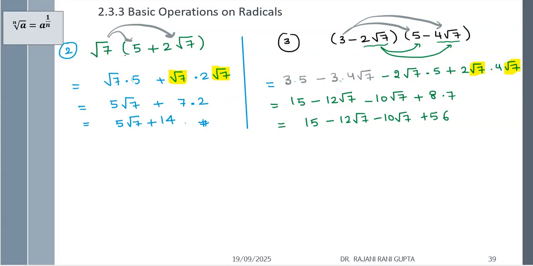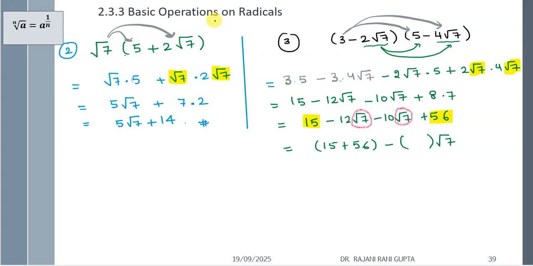56. Okay. Now you can add 15 and 56 together. So you can write it as 15 plus 56. Okay. And then minus. If you look at here, root 7 and root 7, same, right? This root 7 and root 7 is common. So you can take it as a common factor.